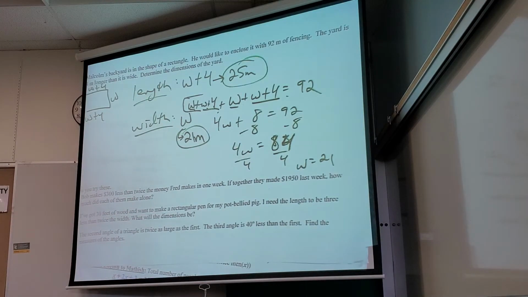How do you check that? We just double 25, double 21, and add them together. 25 doubled is 50 because we have two lengths. 21 doubled is 42. 50 and 42 is 92. Yay!